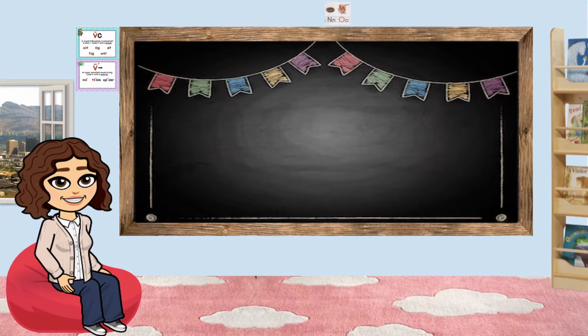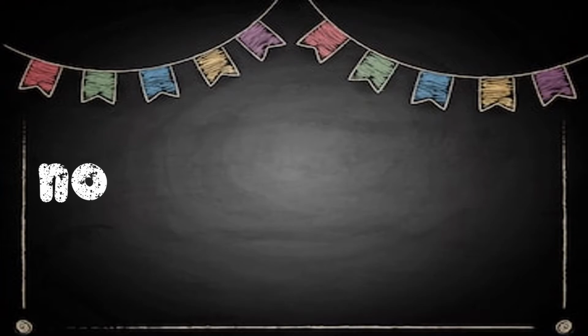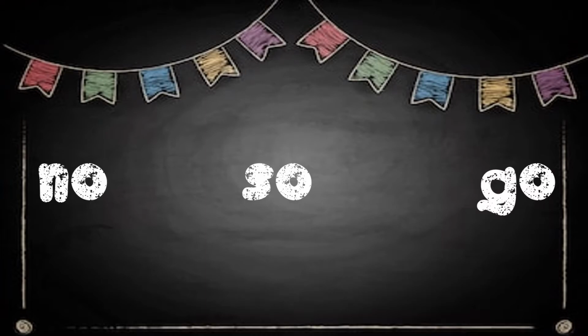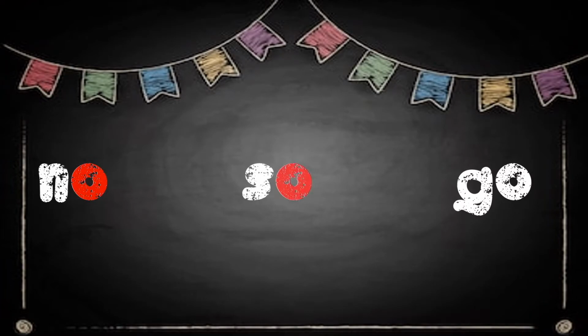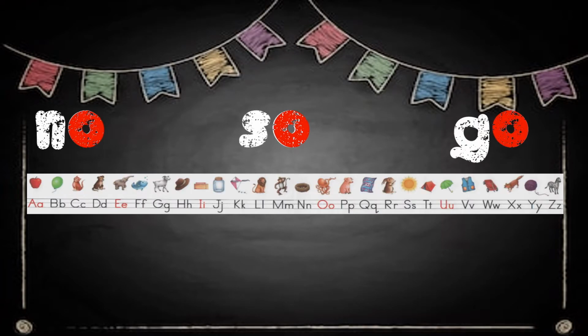Let's go ahead and practice with some words. We have no, so, go. What letter do you see that might be making the O sound? We see the letter O at the end of each of these words. Let's look at our alphabet strip. Is the letter O a vowel or a consonant? Let's remember our vowels, A, E, I, O, U. The letter O is a vowel.